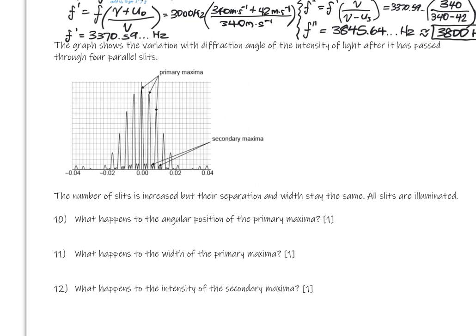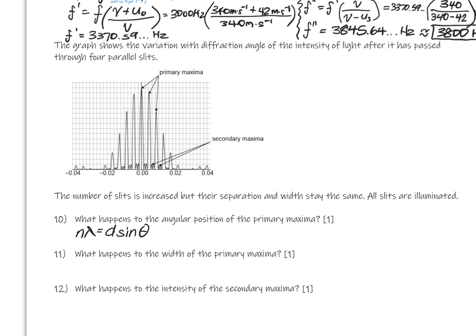What happens to the angular position of the primary maxima? So the angular position is given by theta. And you have n lambda equals d sine theta, where theta is the position of the maxima. So that theta depends on which order you're looking at, which all of the different orders are given. Depends on the wavelength, which has not changed. And it depends on d, the slit spacing.